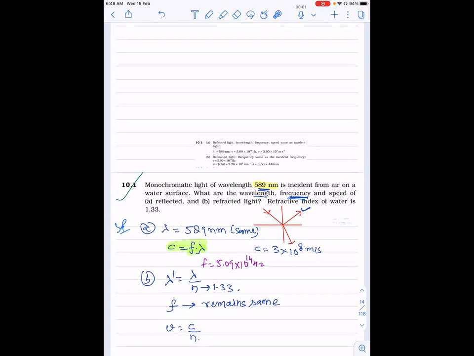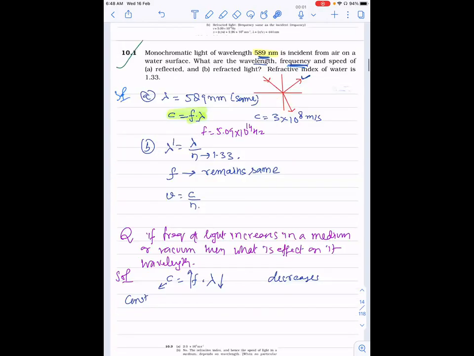So you should know the speed of light in vacuum or air is 3 × 10^8 m/s. That sometimes may be given, may not be given. Sometimes you have to remember this. Okay.